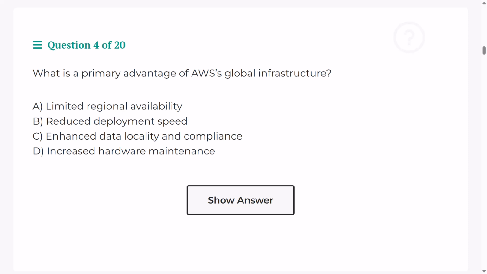Question number 4. What is a primary advantage of AWS's global infrastructure? Limited regional availability, reduced deployment speed, enhanced data locality and compliance, increased hardware maintenance.